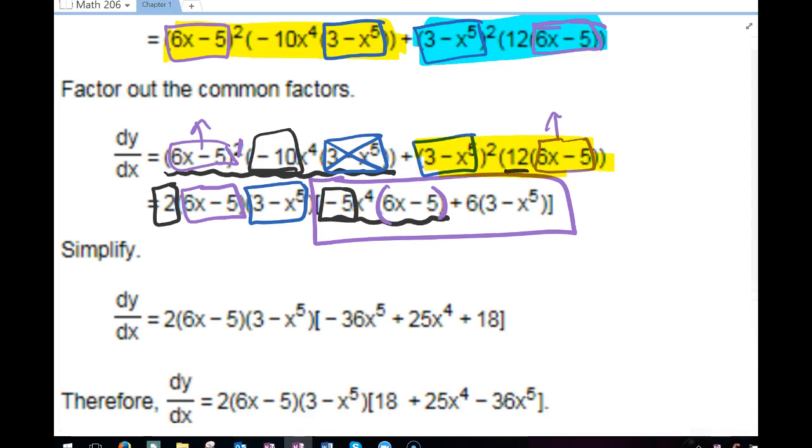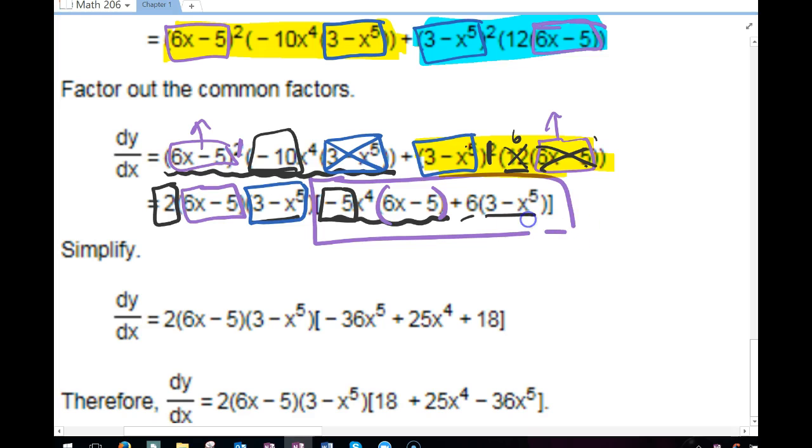Now I do the same thing to the second term. If I take out a 2, I'm left with a 6, right? If I take out a 2 here, I'm left with a 6. If I take out a 6x minus 5, that goes away completely because it's to the first power. And if I take out a 3 minus x to the fifth, that goes away, to the first power. I take one of them out. So I have a 3 minus x to the fifth.